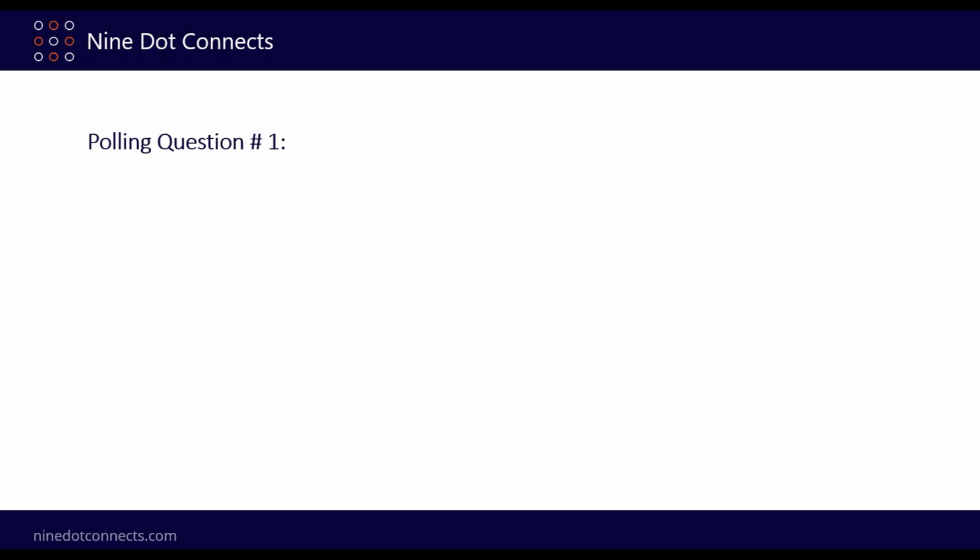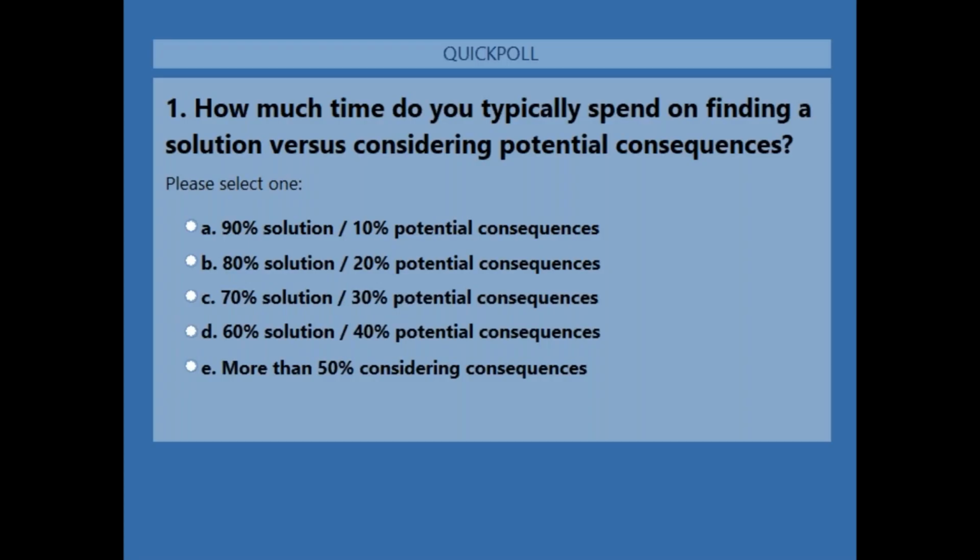So I do have a polling question to get started with. How much time do you typically spend on finding solutions versus considering potential consequences? As engineers, we're not only in the business of finding solutions, but we want to know what's going to go wrong too. So if you could answer that real quick, I'd appreciate it.